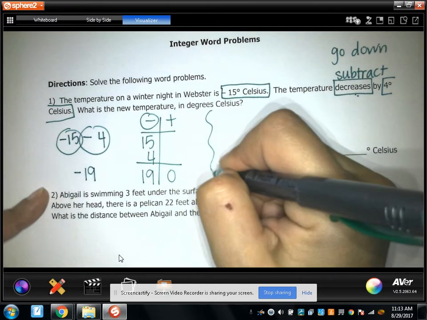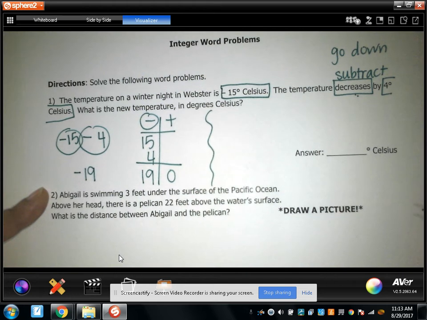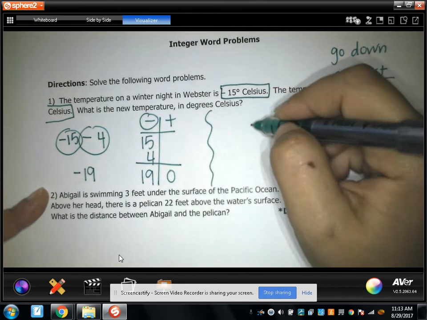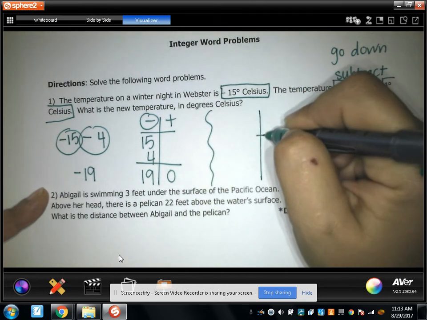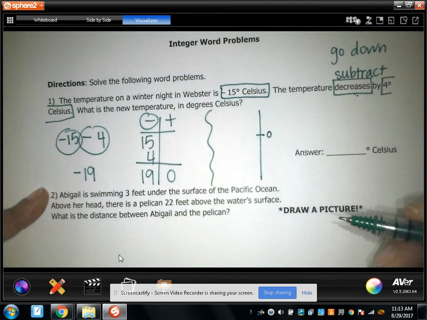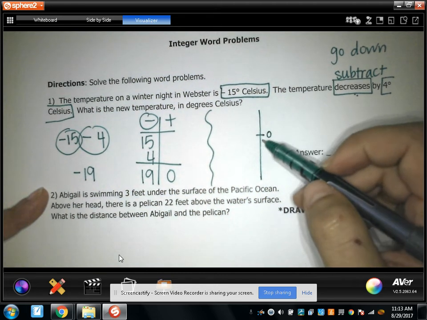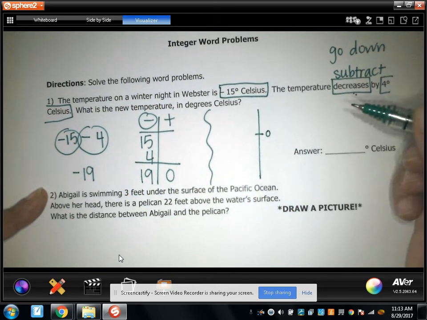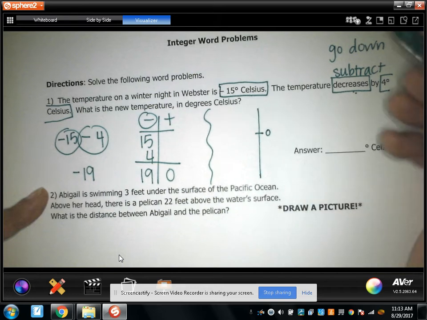Another way that you could solve this problem is to make a number line. So let's see. When I make a number line, I always just start with 0 so that I know where my negatives and my positives lie on the number line.